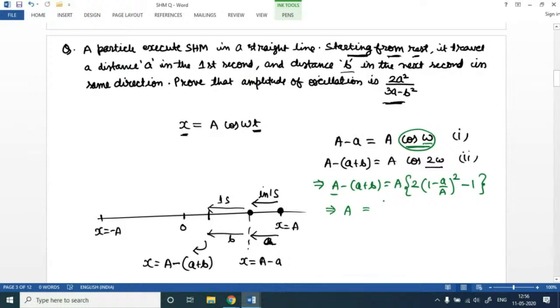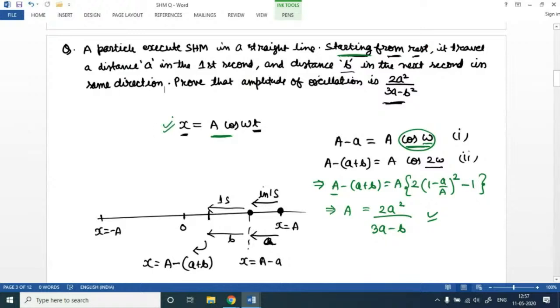Okay, so A you will be getting by solving this equation. That will be very, very easy. So that would be 2A square upon 3A minus B. Okay, so that is how you can do that. The thing I wanted you to notice was this: whenever we have something like starting from rest, we must use this equation.